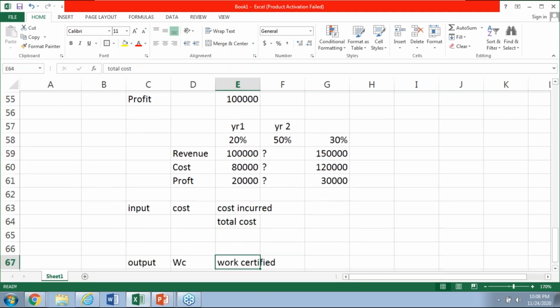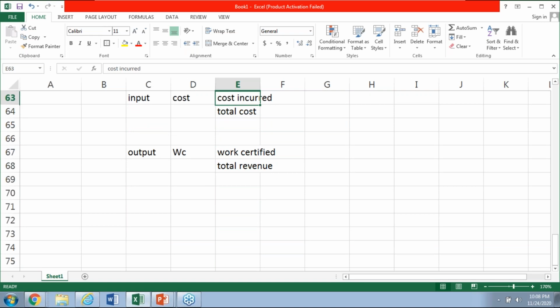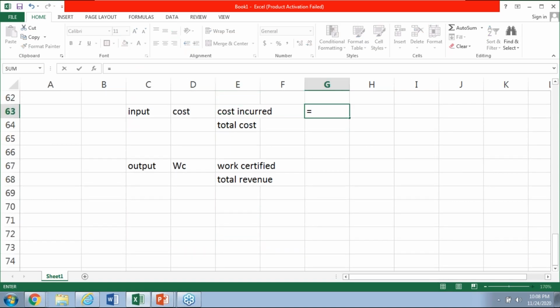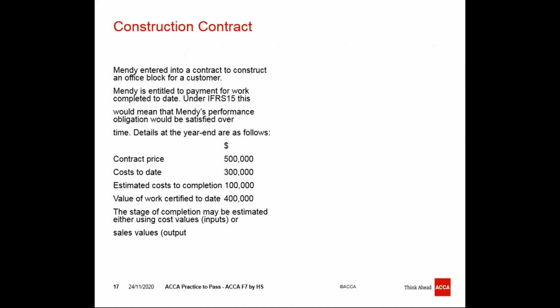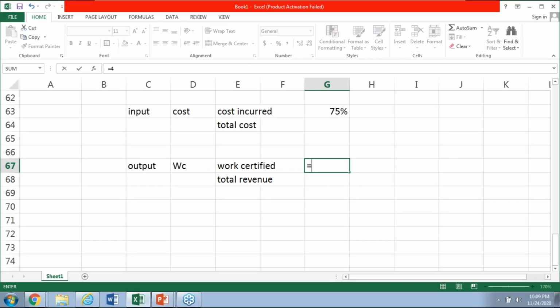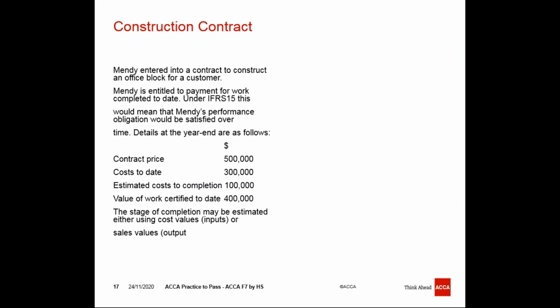So we have two methods available. The first one is the cost approach, and the second one is the work certified approach. In the cost approach, the cost incurred to date is 300,000 out of the total cost of 400,000. So the percentage in this case is 75%. What about the work certified approach? The work certified to date is 400,000 out of 500,000. So the percentage is 80%. Is it our first year? Yes, it's our first year because there is no data from the previous year.